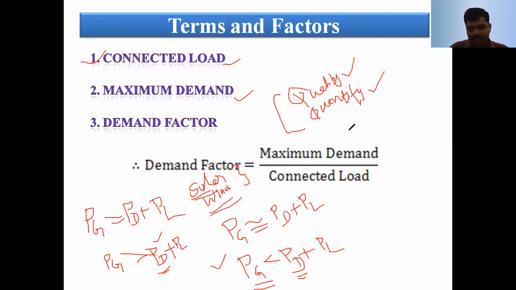Again, line losses are there, so the consumer utilization is very less. For that reason, we do not go for OTEC, tidal and so on. At present, the familiar ones are only two: one is solar, another one is wind.